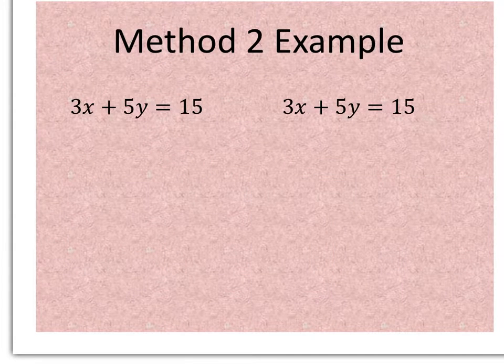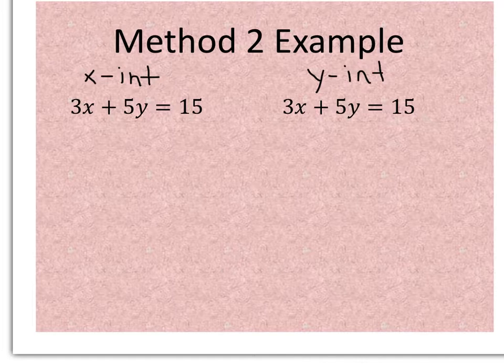So now let's try method 2. Method 2, first thing you do is find your x and y intercepts. So here we're going to find our x-intercept, and over here we're going to find our y-intercept. So make sure you write both of these equations and put x-intercept above one and y-intercept above the other. Okay, they told us to find the x-intercept. You plug in 0 for y.